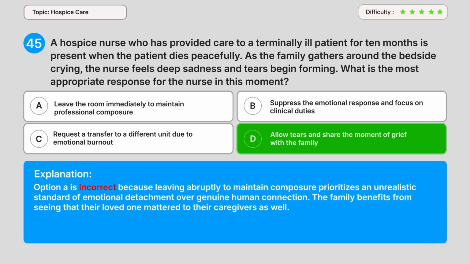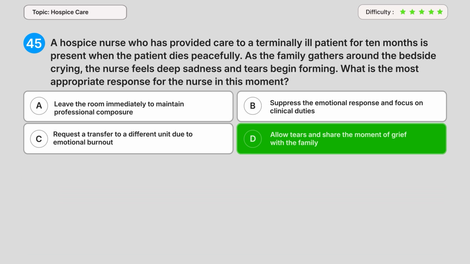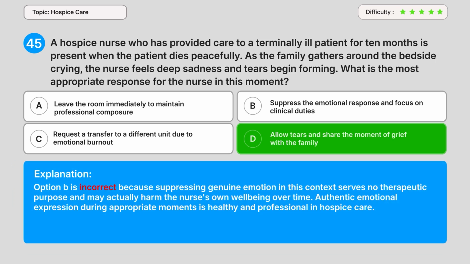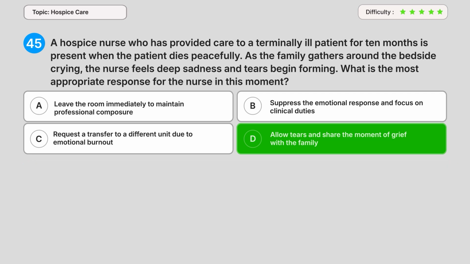Option A is incorrect because leaving abruptly to maintain composure prioritizes an unrealistic standard of emotional detachment over genuine human connection. The family benefits from seeing that their loved one mattered to their caregivers as well. Option B is incorrect because suppressing genuine emotion in this context serves no therapeutic purpose and may actually harm the nurse's own well-being over time. Authentic emotional expression during appropriate moments is healthy and professional in hospice care.